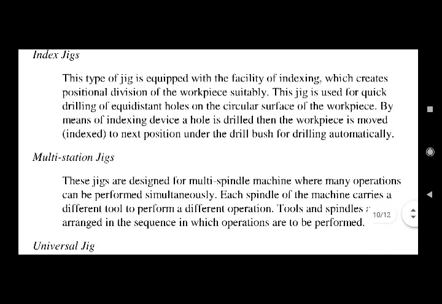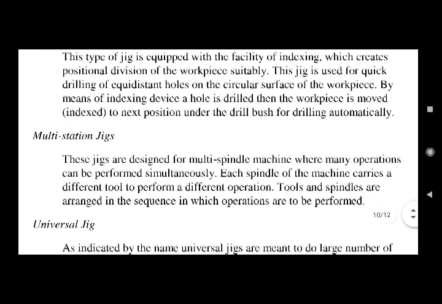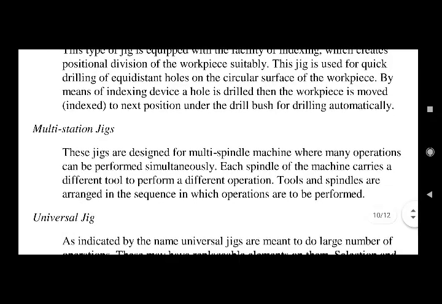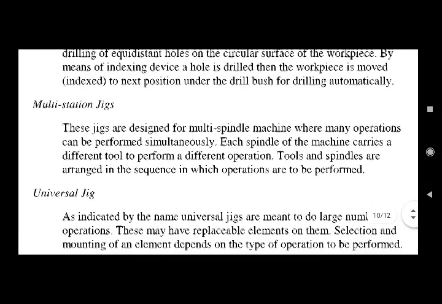Index jig. This type of jig is equipped with the facility of indexing which creates positional division of the workpiece suitably. This jig is used for quick drilling of equidistant holes on the circular surface of the workpiece. By means of the indexing device, a hole is drilled, then the workpiece is moved.